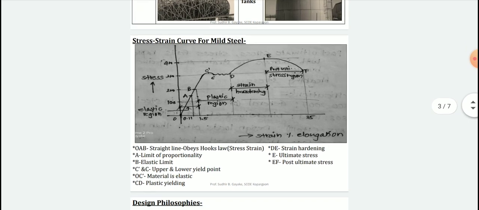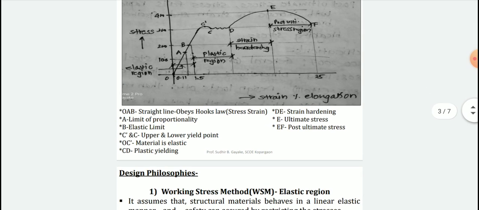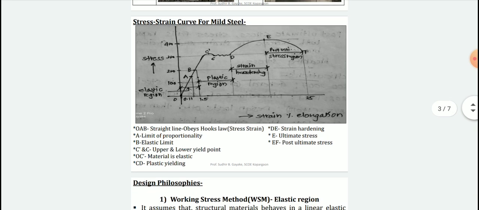Now next we are going to see the stress strain curve for mild steel. In the figure, the horizontal x-axis is representing strain, elongation, and the vertical y-axis is representing stress values. This is mild steel tested under gradually applied load in a universal testing machine. Stress strain curve for mild steel. This figure is showing us the path of stress and strain values. Curve OABCDEF represents the stress strain curve of mild steel tested in universal testing machine with gradually increasing tensile load.